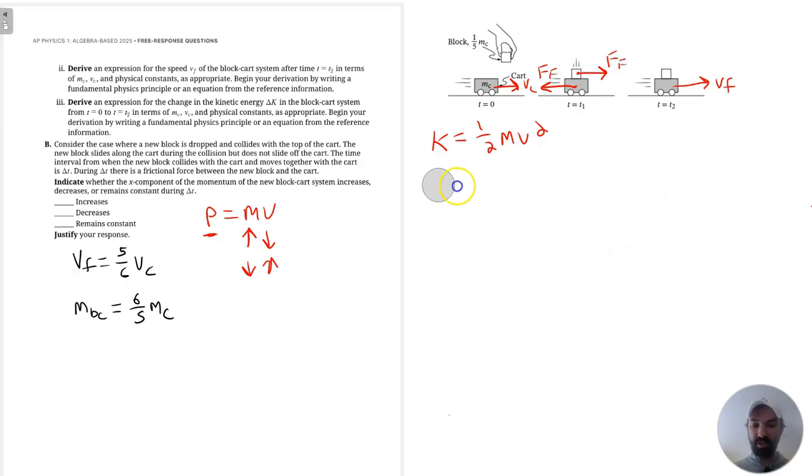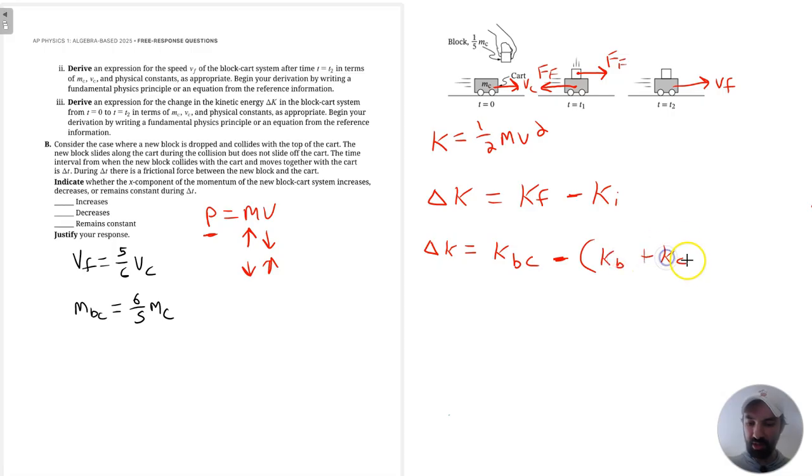So we don't know the forces, so we have to go back to this K equation. What does delta mean? Delta means change, right? So if we want to change, all we have to do is say what was the final kinetic energy, what was the initial kinetic energy, and that will tell us the change. So we're just going to plug in these values of masses and velocities, and it's a simple plug and chug problem. So the change in kinetic energy is, in the final condition, the kinetic energy of the block cart minus the kinetic energy of the block plus the kinetic energy of the cart in the beginning.